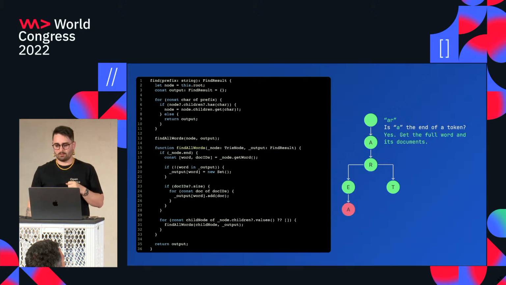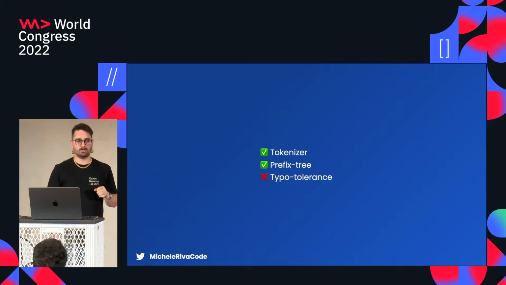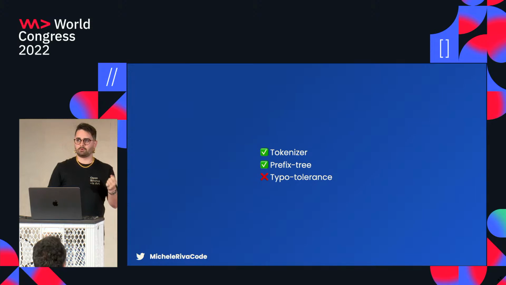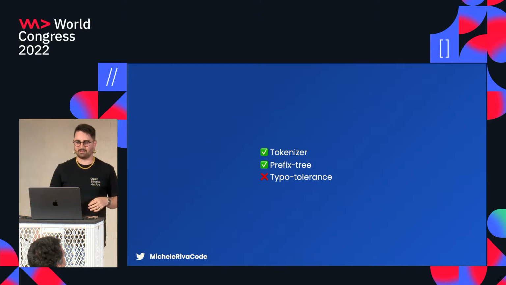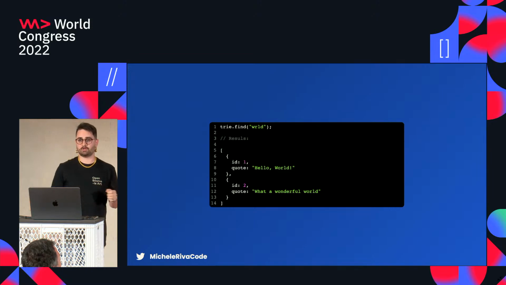So now we have a tokenizer and a prefix tree, but we don't have typo tolerance, which is important because as a non-native English speaker, I often misunderstand things. For example, if you talk to me about, I don't know, race or raise, there is a slight difference for me as an Italian. So sometimes I can just misspell stuff when I write, or I can just make a mistake in writing. For example, instead of writing word, I write WRLD. But still, I want my search engine to be smart enough to understand how to retrieve the correct documents.